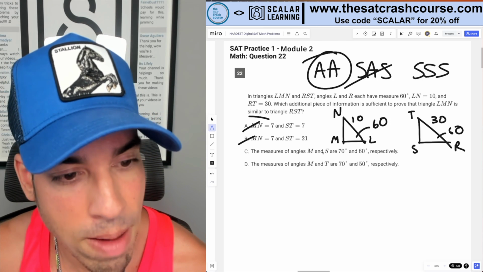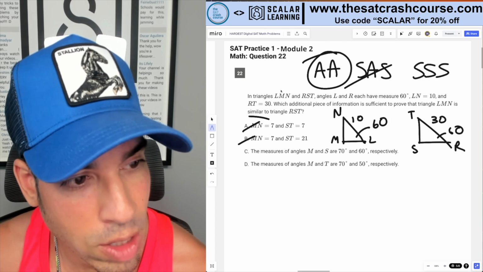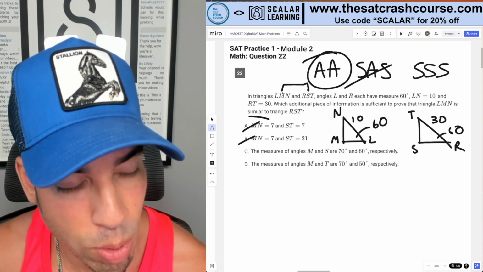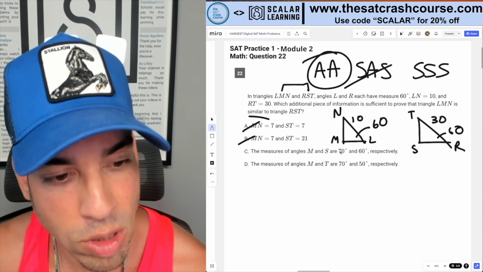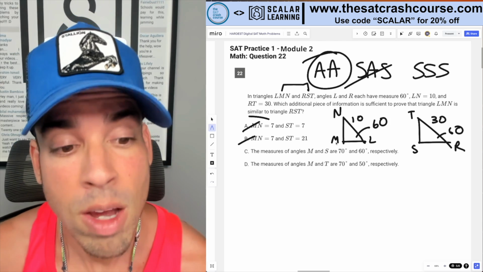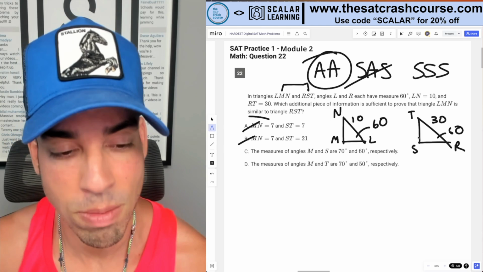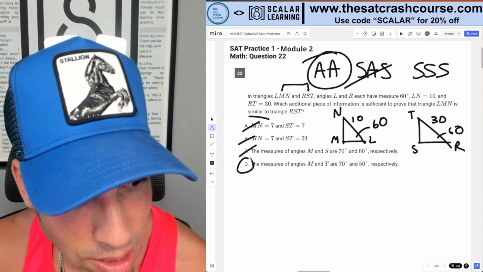So if we know that M and S, which are corresponding angles, right? And how do I know that? Because of the order that these points are presented, right? L corresponds with R, M corresponds with S, etc. So it's saying that M and S are 70 and 60. This one would tell us that they're different, but corresponding angles need to be equivalent in order to get this angle-angle similarity. So C wouldn't make sense. D has to be the winner.